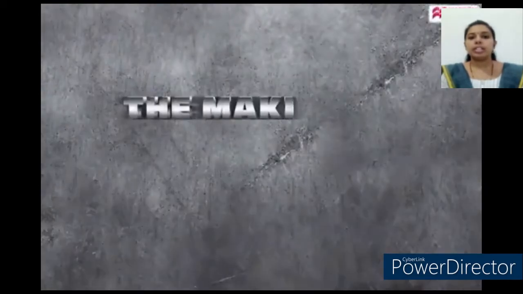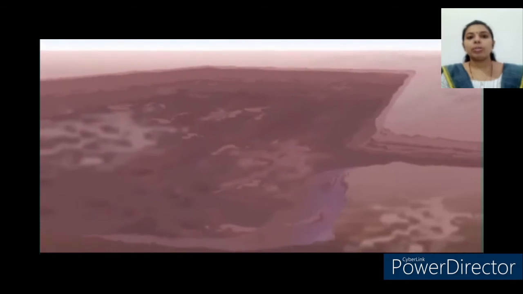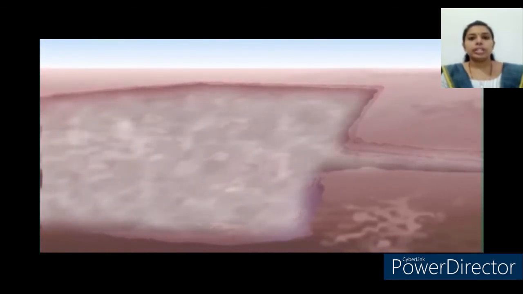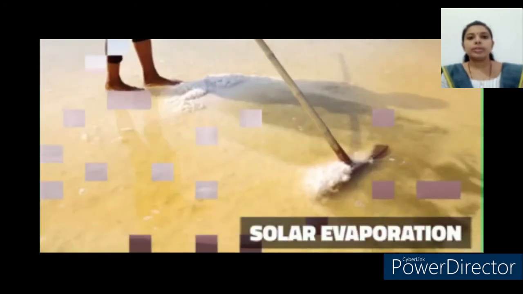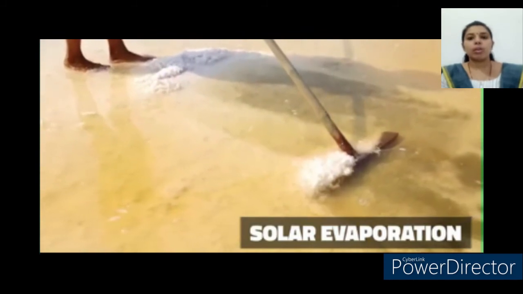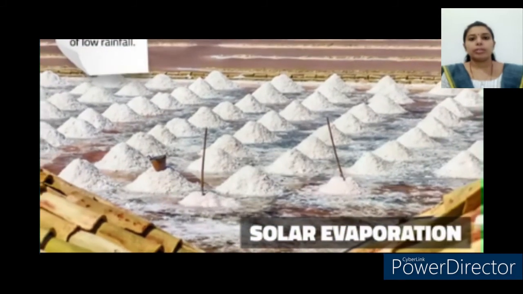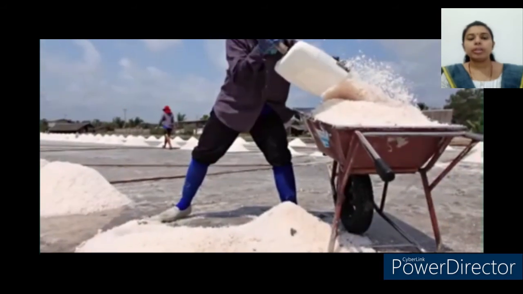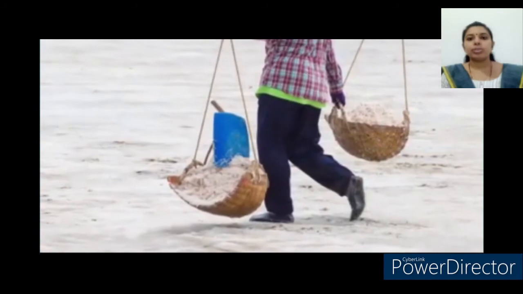Next, let's discuss how common salt is obtained from seawater. Seawater is collected in shallow pits dug on the seashore. The heat of the sun makes the water evaporate. As you know, seawater contains salt, so we can call it a salt solution. When enough water has evaporated, the solution becomes concentrated. Then the salt begins to crystallize.